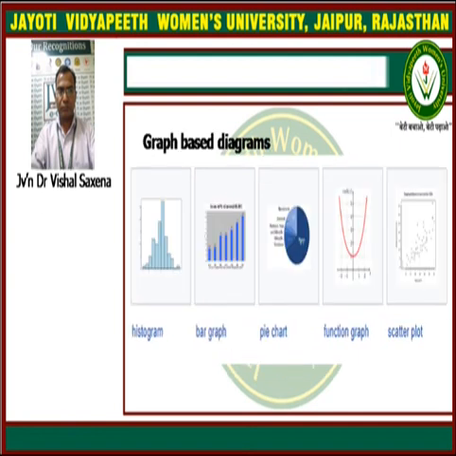Next, graph based diagrams. In graph based diagrams, we all know that different graphs can be studied in statistics and mathematics, right from school level to university or higher courses. Histogram, bar diagram, pie chart, function graph, scatter plot, all these are graph based diagrams in which lines or points, when the points are joined by a curve, are shown. Just see the function graph, where some points are joined by a curve.